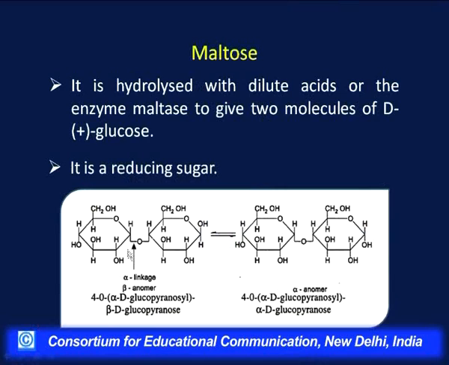In maltose, what we find is that one D plus glucose moiety is linked to another D plus glucose moiety, and it is the anomeric carbon number 1 of this glucose that forms the bond with the carbon number 4 of this. The hydroxyl at carbon number 4 forms the linkage here. Now, this linkage we call alpha linkage, alpha glycosidic linkage.